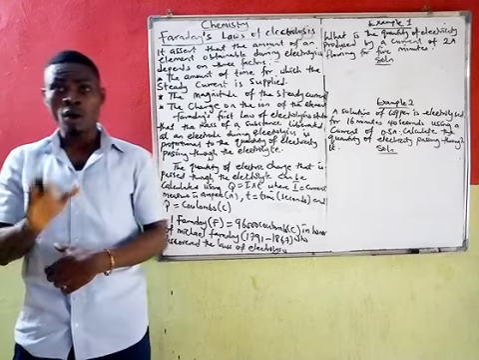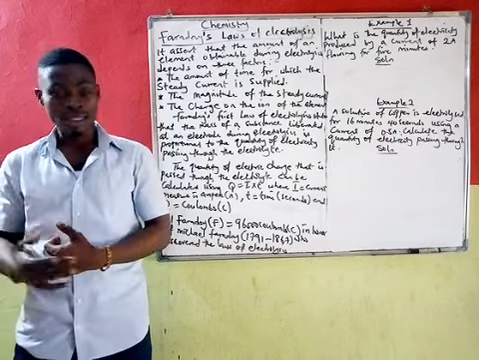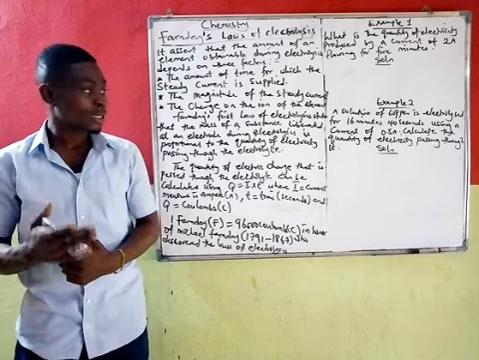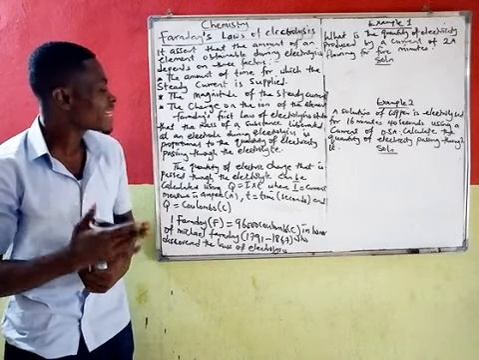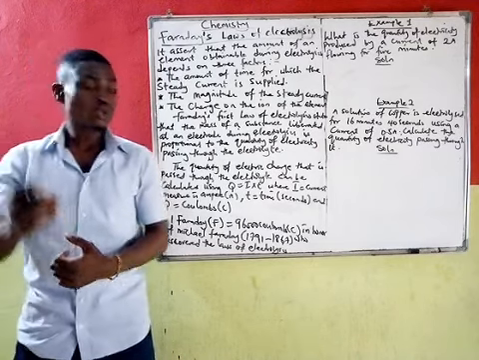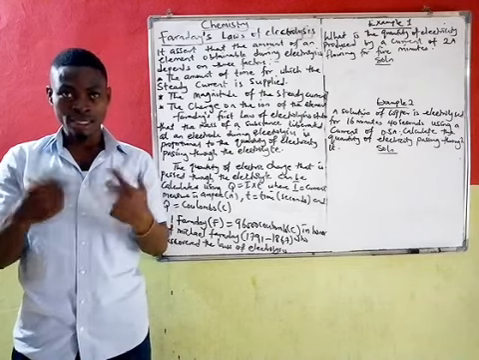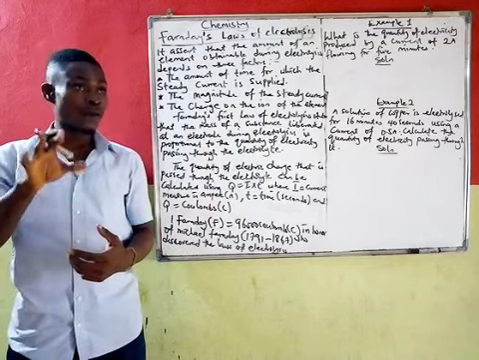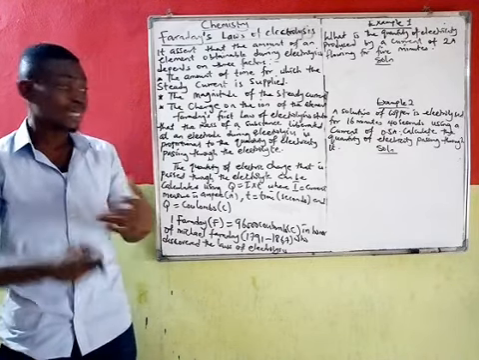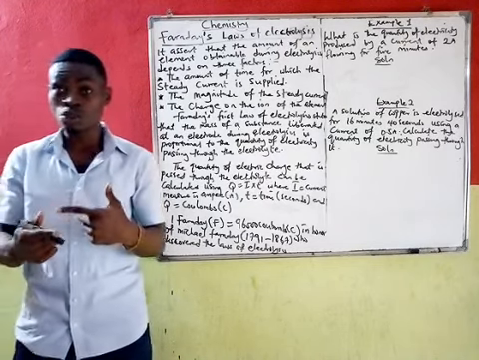Now, the first law of electrolysis proposed by Michael Faraday states that the mass of a substance liberated at an electrode during electrolysis is proportional to the quantity of electricity passing through the electrolyte. I'll take it again. Michael Faraday's first law states that the mass of a substance liberated at the electrode during electrolysis is proportional to the quantity of electricity passing through the electrolyte.